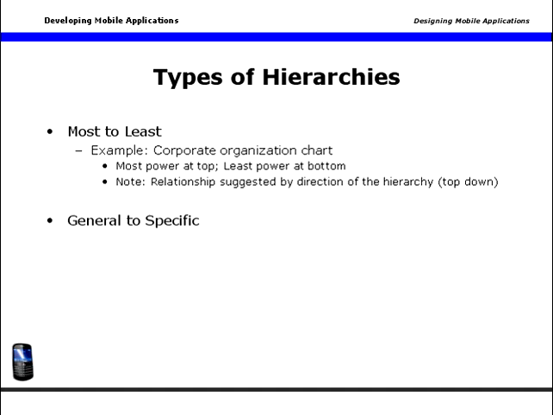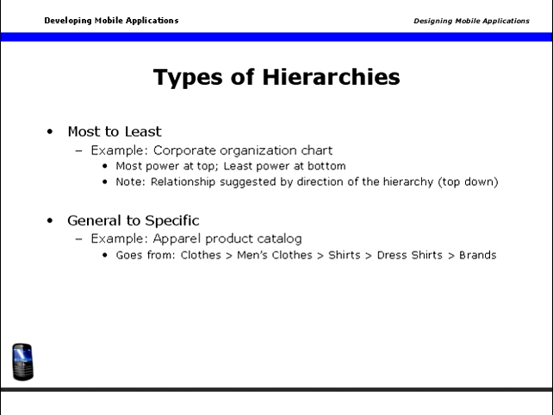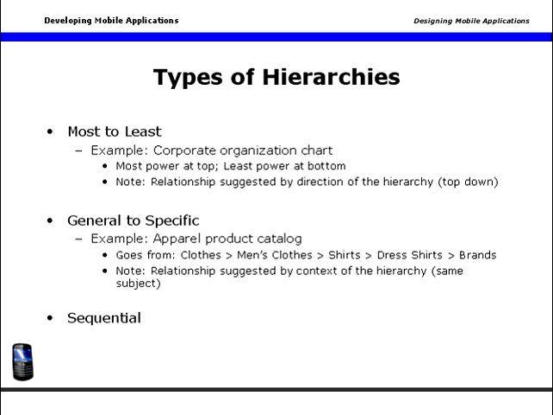The general to specific hierarchy digs in to various categories, as an apparel product catalog might, from clothes to men's clothes to shirts to dress shirts to specific brands. Note the relationship here is suggested by the context of the hierarchy, same subject but more detail with each step. The sequential hierarchy outlines a process or a set of steps, such as driving directions might. A key point about sequential hierarchy: the user must complete one step before beginning the next.